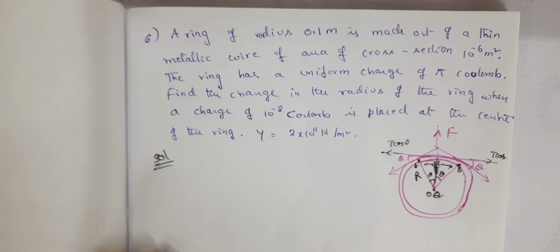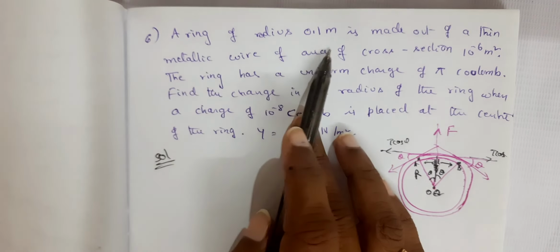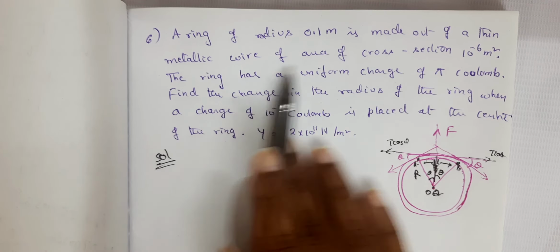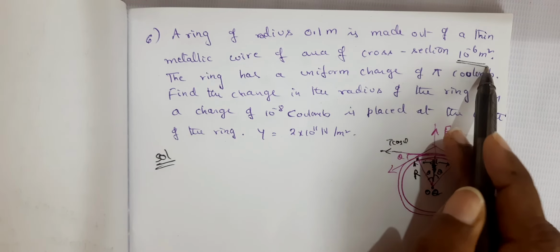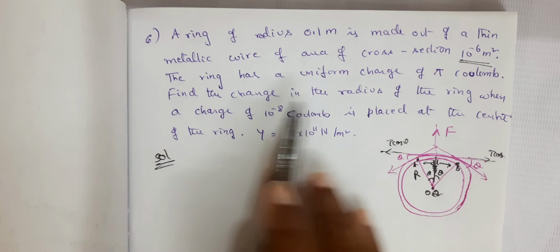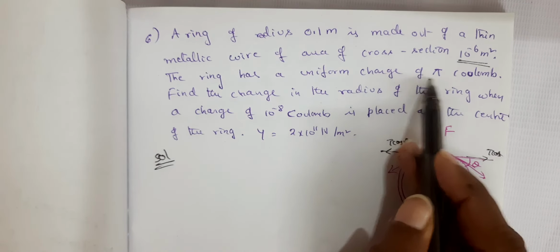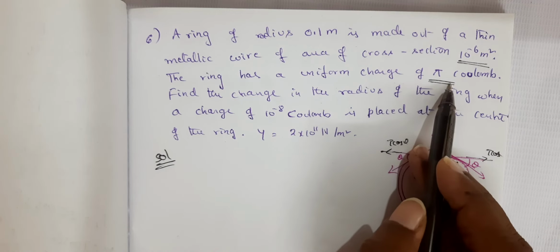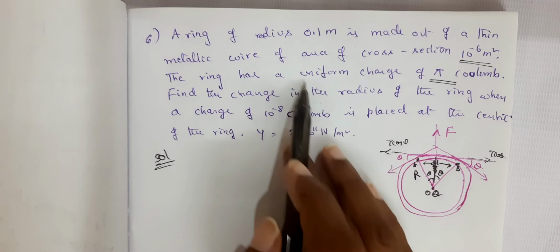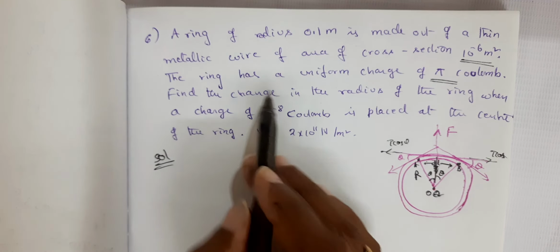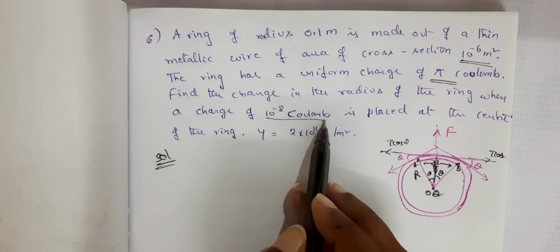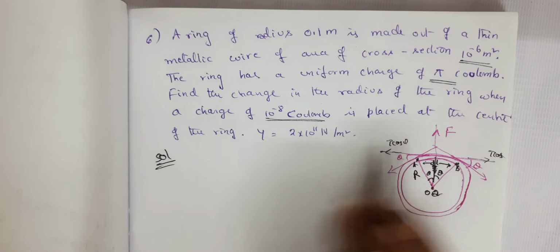So now coming to this point, so a ring of radius 0.1 meter is made out of a thin metallic wire of area of cross section this much. So what is given? The metallic wire area of cross section is given. The ring has a uniform charge of pi coulombs. So what the ring is having? It is having a charge of pi coulombs. Complete uniform charge distribution. Find the change in the radius of the ring when a charge of 10 power minus 8 coulomb is placed at the center of the ring.